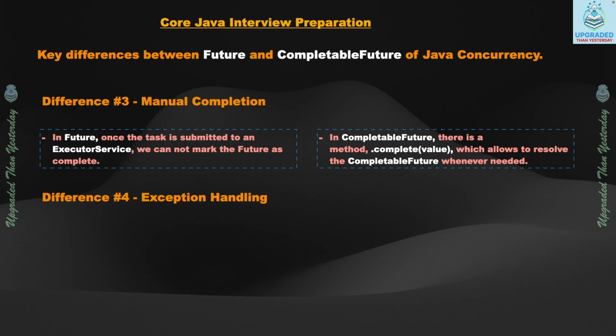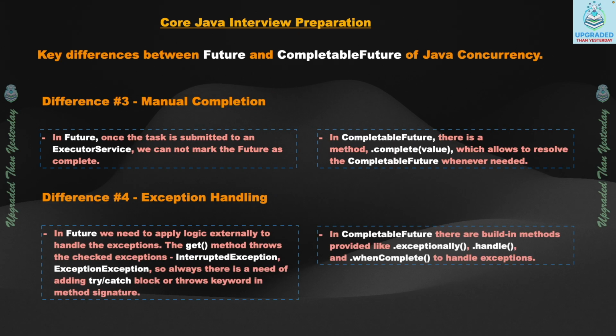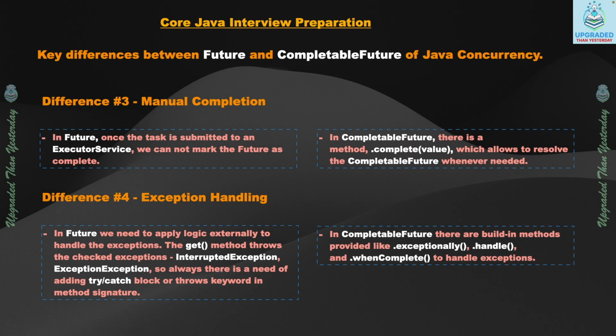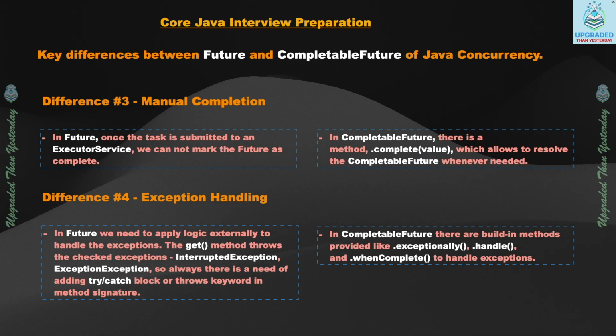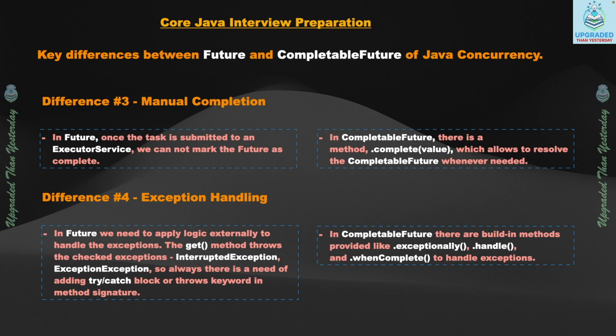Fourth difference, exception handling. There is no built-in mechanism provided by Future to handle exceptions internally. Every exception that is thrown by the Future has to be handled externally by using either try catch or the throws keyword. But CompletableFuture has provided many built-in methods such as exceptionally, handle, and whenComplete to handle the exceptions.